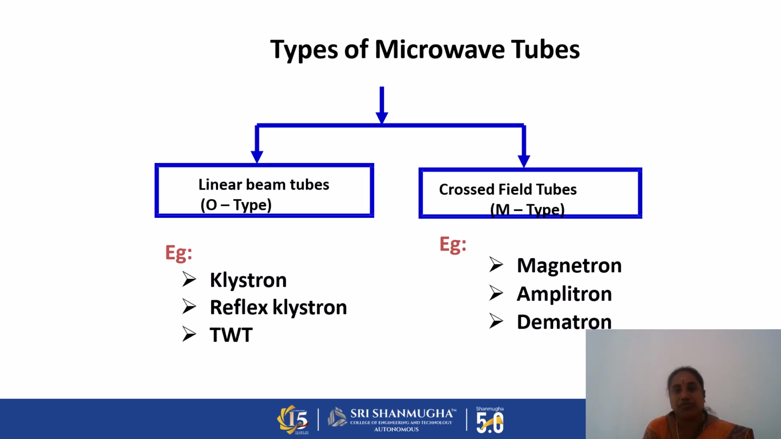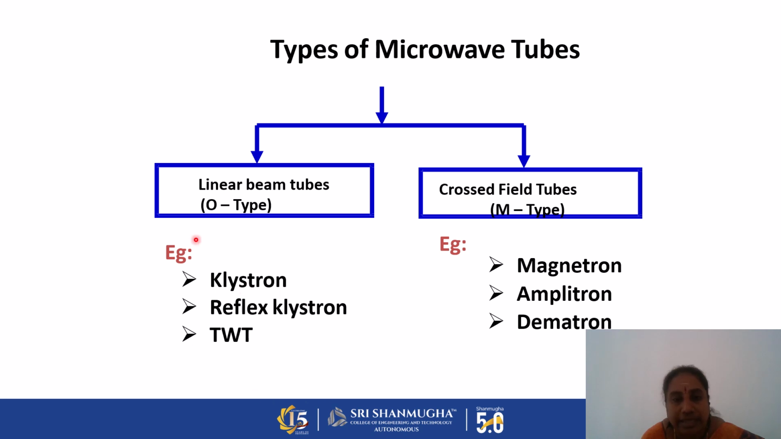Next, types of microwave tubes. There are two types of microwave tubes. One is linear beam tubes and then cross-field tubes. Linear beam tubes are O-type tubes, denoted as O, and cross-field tubes are denoted as M-type. Under the linear beam tubes, the first one is klystron. Klystron is again split into types, that is reflex klystron, and the next one is TWT, which is the traveling wave tube.